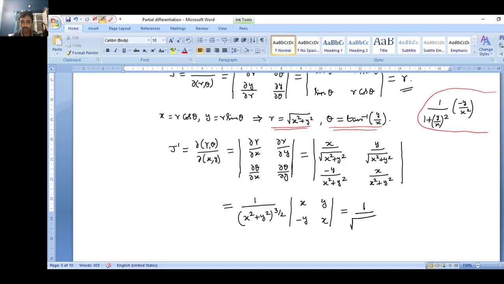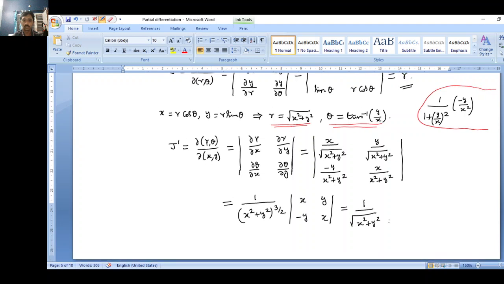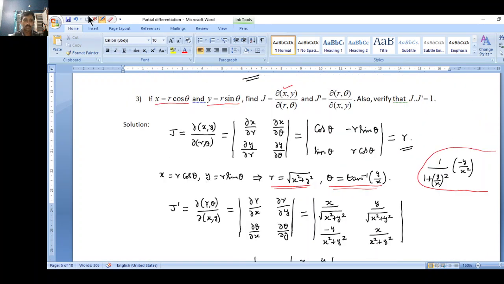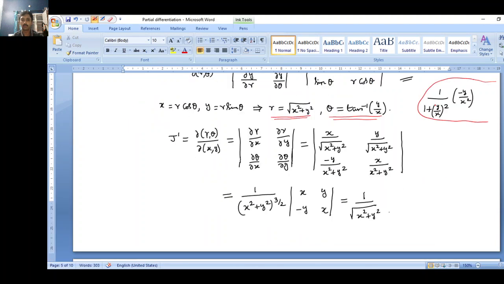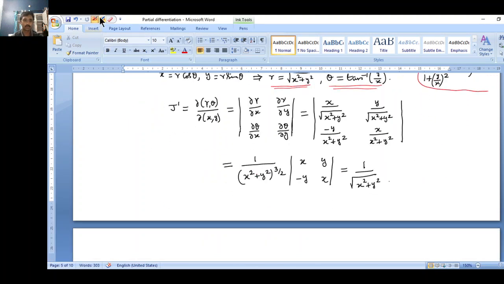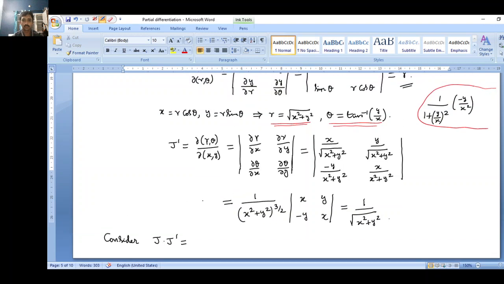So in the second part we were supposed to find J dash, and now there is one more bit in the question where we are supposed to show that J into J dash is going to be 1. So now we will begin with the expression for J into J dash. If you remember, J is r as we got here. Correct. So this is r into J dash. We got it just now.